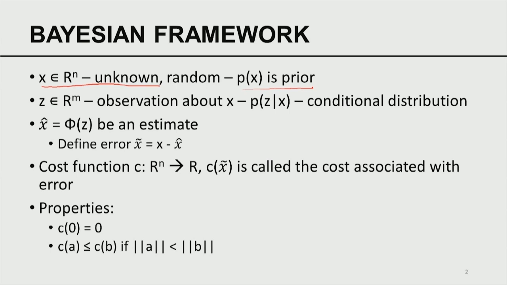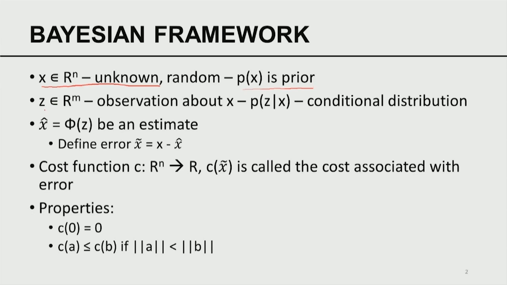So what is key here? I only know the probability distribution from which x is drawn. I just do not know what is the actual realization of x that Mother Nature has picked. So when you say x is unknown, we do not know the actual value or the realization of x, but we know where the x comes from. The x comes from the probability distribution called prior distribution. x is drawn from that probability distribution.